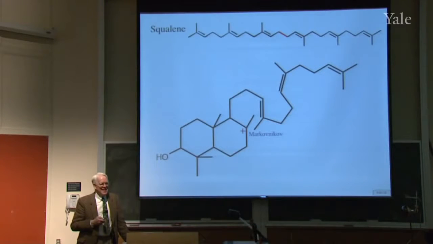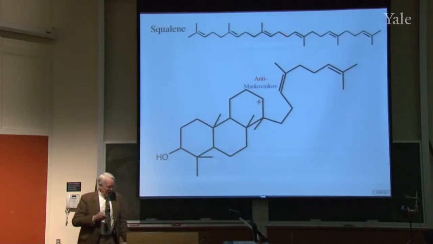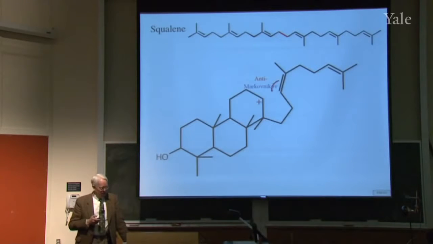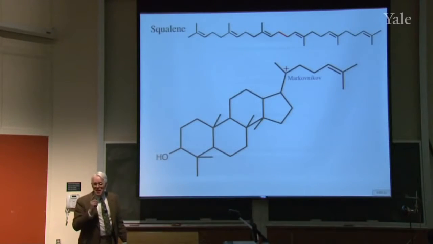What's next? This time it's an anti-Markovnikov addition because of the way the molecule is held there, okay? Okay, but now you're set up to do another one, a Markovnikov one. Okay? And now you might think you'd use that last double bond and make another ring since you're on a roll here, right? But you don't. And the reason is the way the molecule is held so that that one's not in position to do the trick. But something else happens.